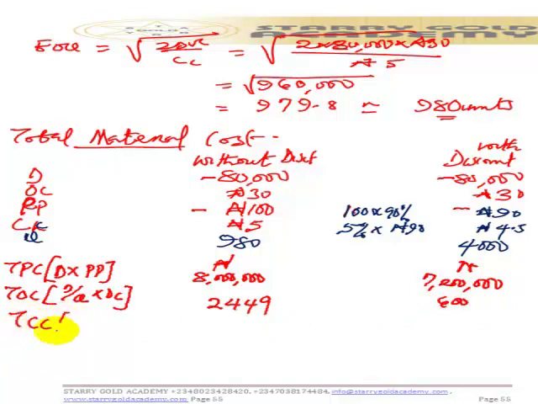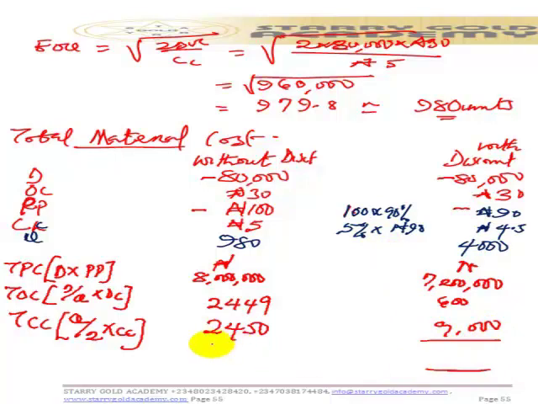Then total carrying cost, which is Q divided by 2 times the carrying cost. Now the EOQ 980 here divided by 2, carrying cost is 5. We have 2,450. And for this, 4,000 divided by 2 times 4.5, that's 9,000.